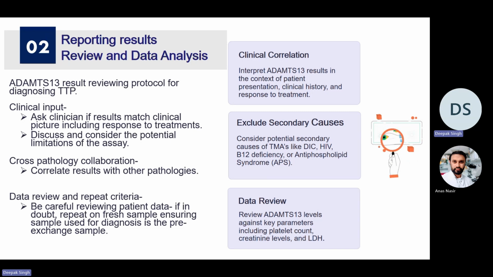Now, just a caveat before we move on: if you are repeating a sample, ensure that the repeat sample is a pre-exchange sample. Having the citrate sample as a backup sample is also a good option. A serum sample as a backup in these cases is useful, because if you've used the citrate sample and you want to repeat it, you've got the serum sample to do the repeat testing.